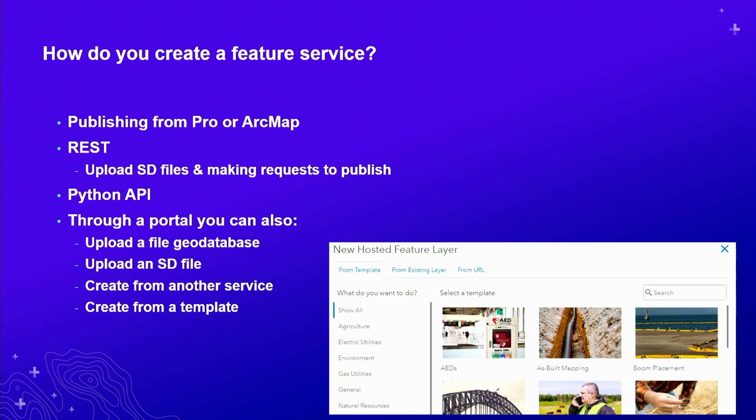So thus far, I've talked about what a feature service is. I'd like to take a quick moment to discuss how you can create a service. You can share maps via Pro or ArcMap to your portal or your server. You can use the REST API to upload and then publish pre-cooked service definition files. You can use the Python API to create web layers. And via the portal user experience, you have a bunch of other options that I've listed here. The point being that there are many ways to create services depending on your workflows.